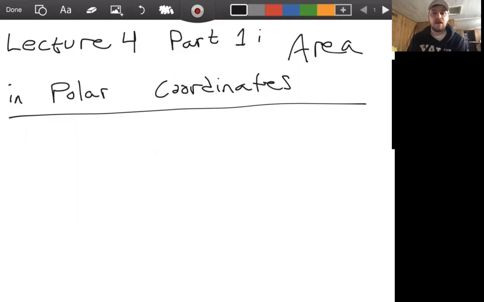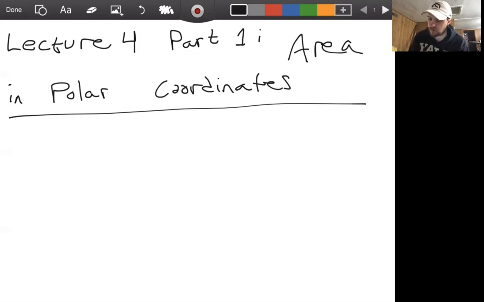What we're going to be looking at is, now that we've seen some examples of points and functions in polar coordinates, we want to start extending this to, well, how can we use calculus in polar coordinates? And an extremely important topic is how to find area in polar coordinates.